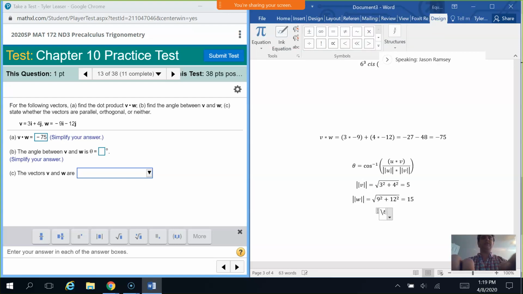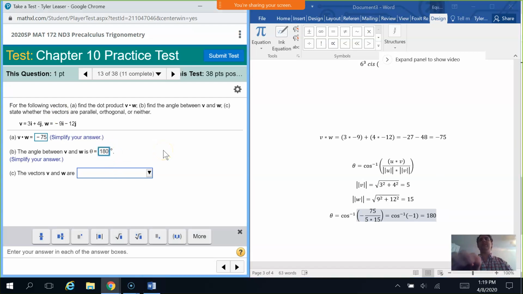So plugging it back into the formula, theta is going to be the cosine inverse of, remember that numerator was negative 75, and that's going to be divided by 5 times 15. It's just negative 1. And then cosine inverse of negative 1 is 180 degrees. So the angle between these two vectors is 180 degrees.